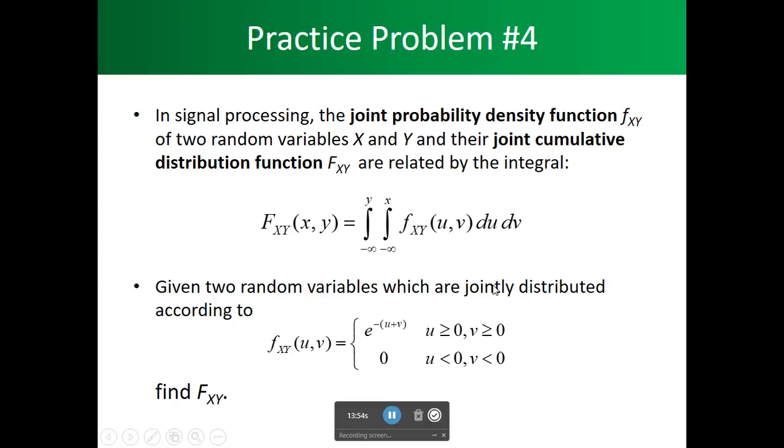Given the random variables, which are jointly distributed according to these parameters, f at x, y, u, v equals e to the minus the quantity u plus v, as u is greater than 0 and as v is greater than or equal to 0, and is 0 any other time, when u is less than 0 or when v is less than 0. Please find F at xy. All right, you should be enjoying this.